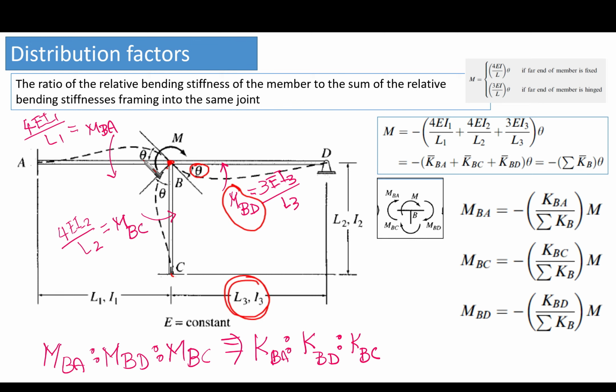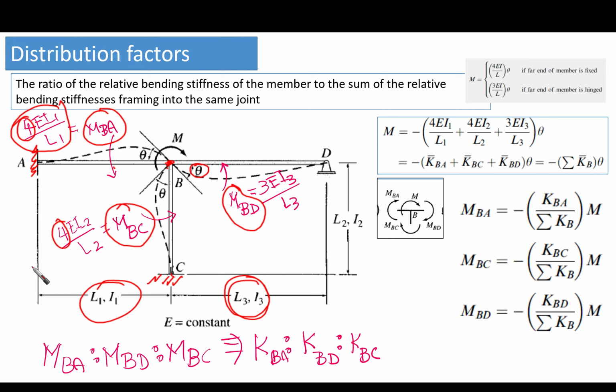And what about the other one here? There is moment that is going to be developed for member BA, and the magnitude is going to be a function of the far end, which is fixed. So we have 4 here, EI1 over L1, because we're talking about member 1. In a similar fashion, MBC is going to be counterclockwise, and the far end here is what? Fixed. So we have 4, as we explained before, and then we have EI2 over L2, which is the member characteristics.